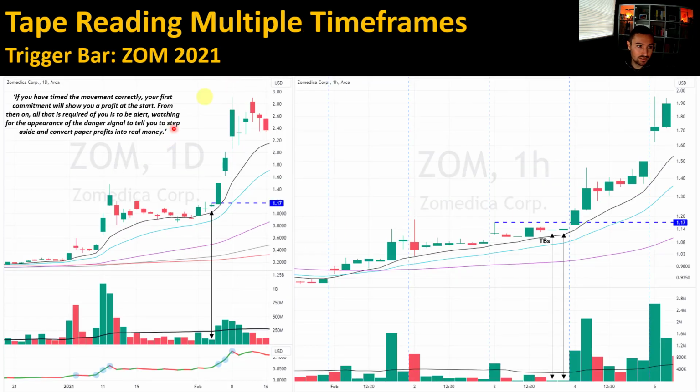Okay, so what we're going to do now is we're going to look at the daily chart and the 1 hour chart. This one I bought back in 2021, powered out $1.17 up to nearly $3, like a decent move, right, in the space of like 3 days as well. Remember what I said? Lower the bar, lower the bar. It's really effective, okay? But over here, so we've got the daily chart and we get this trigger bar on the daily chart.